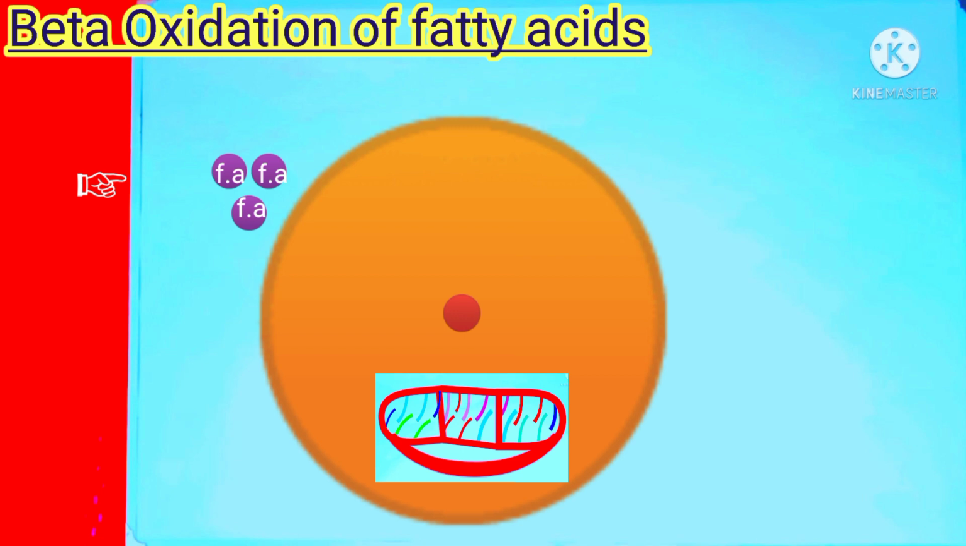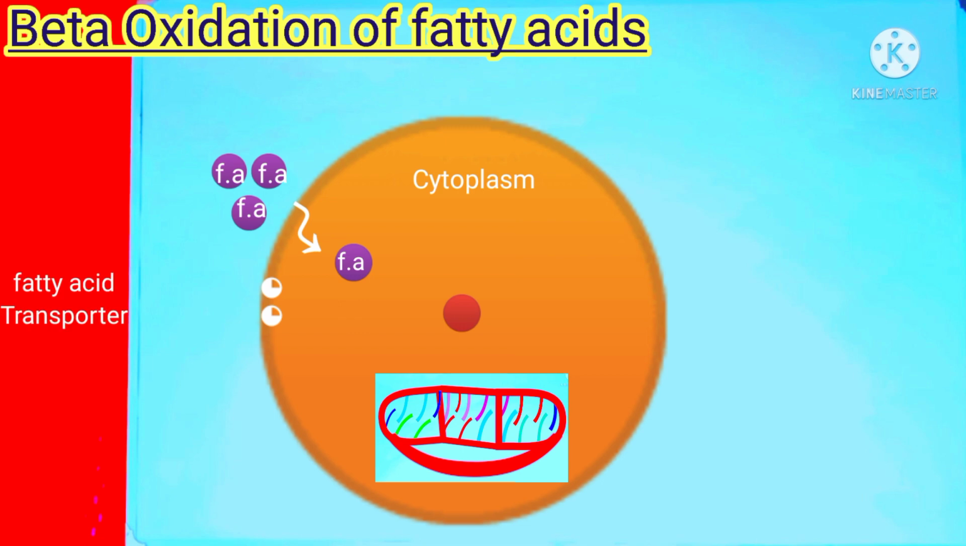The free fatty acids must enter into the cytoplasm of the target cell by the special protein known as fatty acid transporter. These free fatty acids have a net negative charge and they cannot pass the membranes of the cells, so they require a special transporter to pass through the cell membranes.